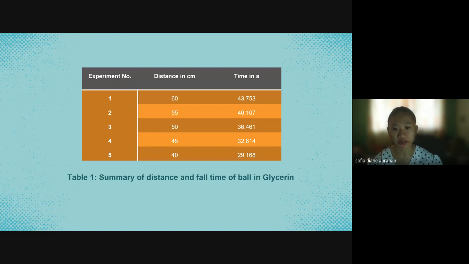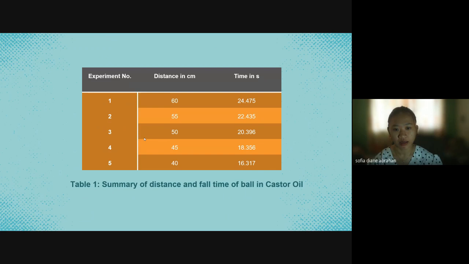At a time of 36.461 seconds, the ball dropped at a distance of 50 centimeters for trial 3. Aside from that, trial 4 acquired values of 45 centimeters and 32.814 seconds for distance and fall time respectively. And lastly, trial 5 obtained 29.168 seconds as the fall time for a 40 centimeter distance.